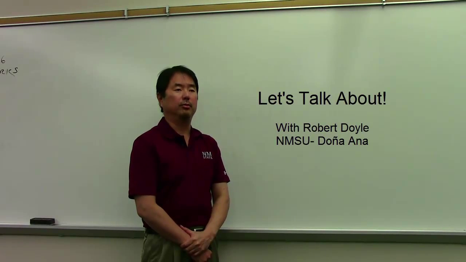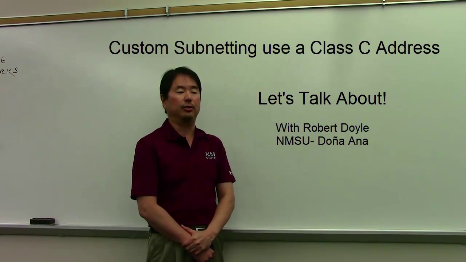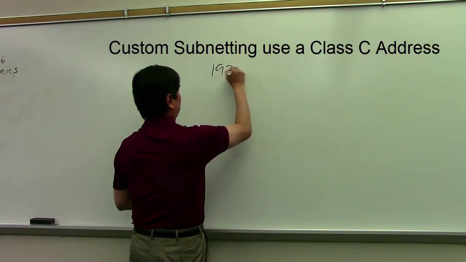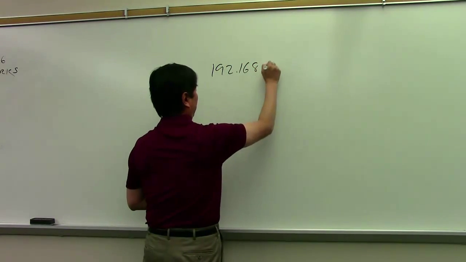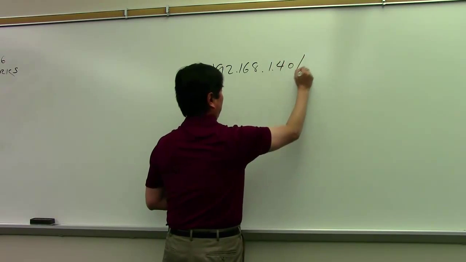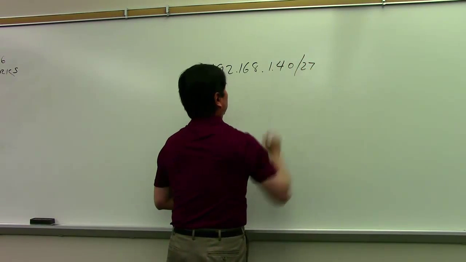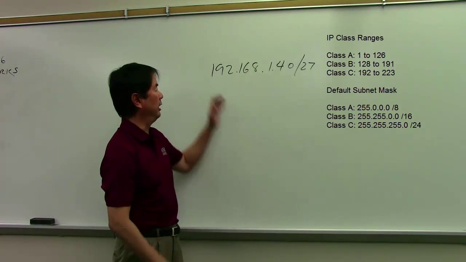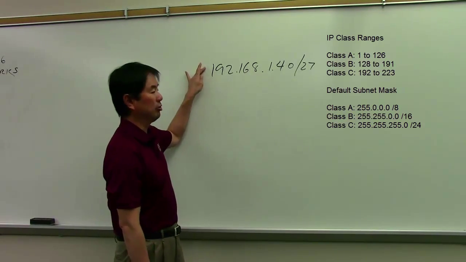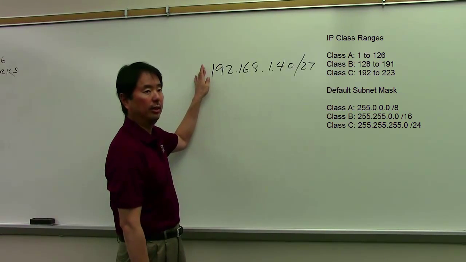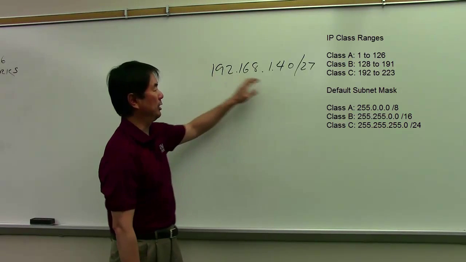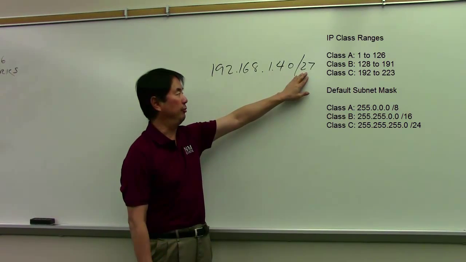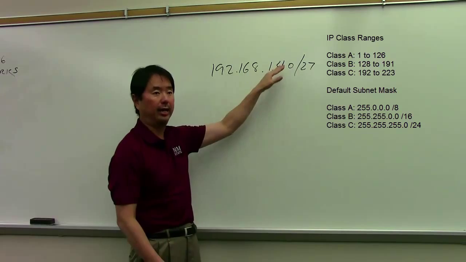Let's talk about custom subnets using a Class C addressing scheme. The first thing you want to determine is what class do we have here? And of course, we have a Class C because it's 192. The very next thing you want to check is you want to make sure that you have at least the default slash number. And on a Class C, if you remember, it's 24, so this is the valid address.